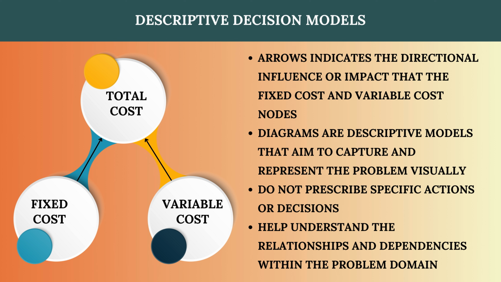In other words, both the fixed cost and the variable cost contribute to and influence the determination of the total cost. This diagram visually shows how the various elements like fixed cost and variable cost relate to one another and ultimately influence the total cost. It provides a simplified representation of the relationships and dependencies between these factors within the decision-making context. It is important to note that influence diagrams are descriptive models that aim to capture and represent the problem visually. They do not prescribe specific actions or decisions but rather provide a framework for understanding the relationships and dependencies within the problem domain.